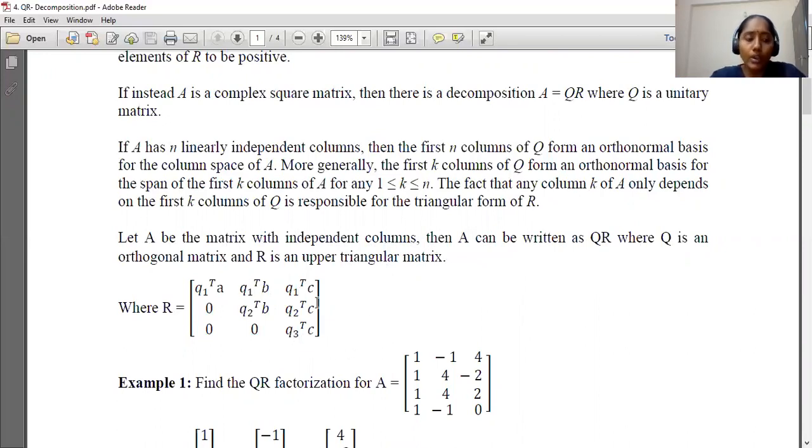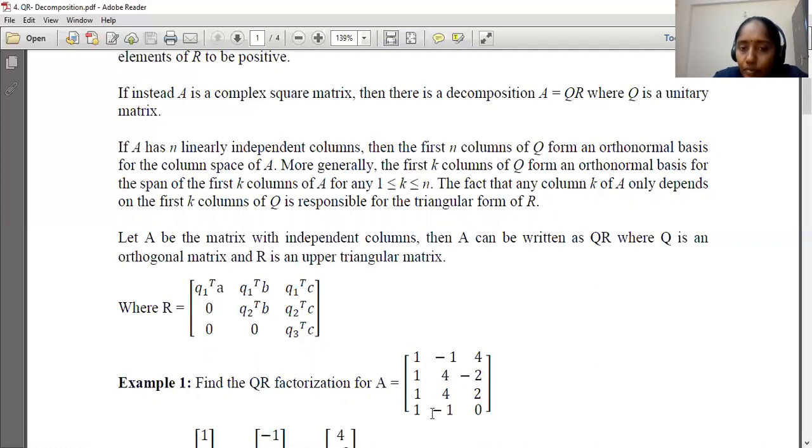Okay. So how can you find Q? Q is found by using the Gram-Schmidt process, which we already discussed in the previous video. So now we look into an example. Find the QR factorization for A, with rows 1, 1, 1, 1, minus 1, 4, 4, minus 1, 4, minus 2, 2, 0.